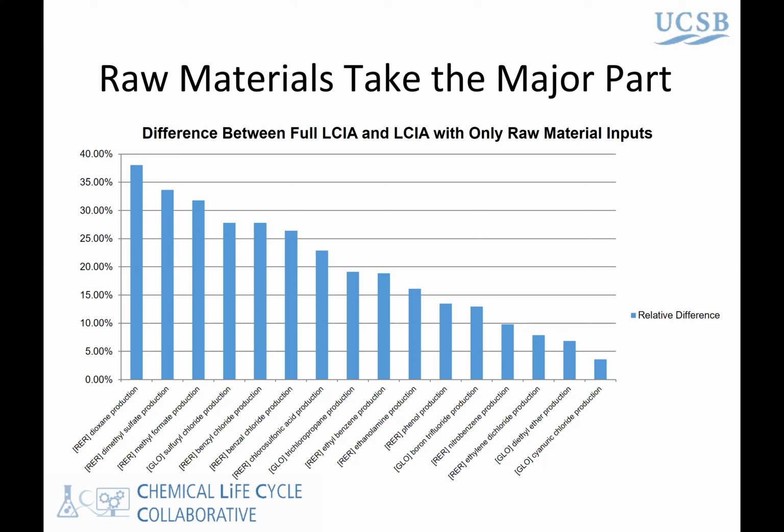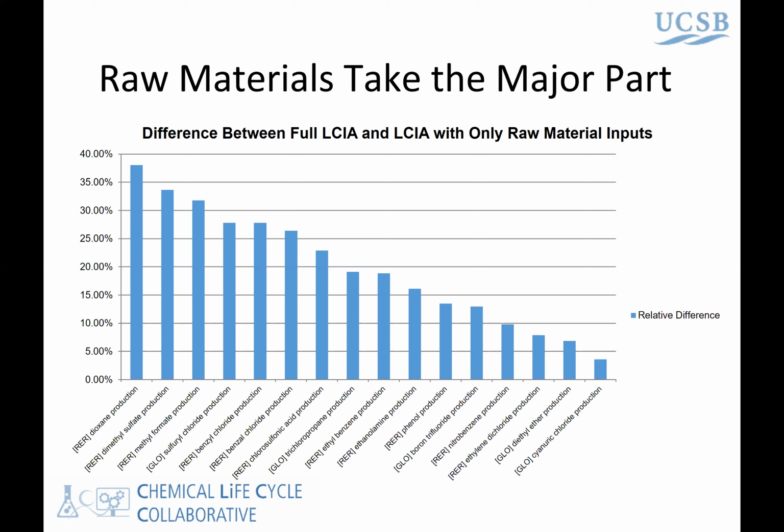What we did here is we selected 16 chemicals as a case study, and we calculated their impact score on global warming. On one side, we took these 16 chemicals and got the full life cycle inventory for those chemicals. Those life cycle inventories include raw material, electricity, heat, and also other components. So everything I just mentioned.